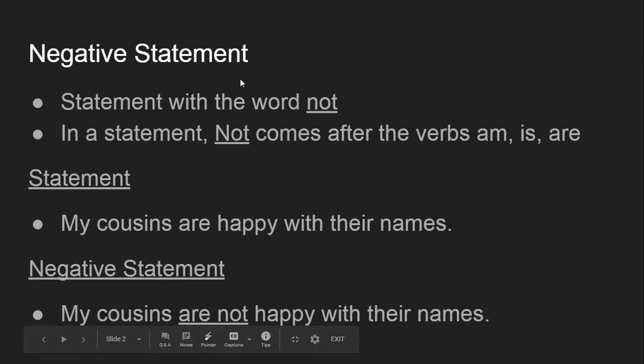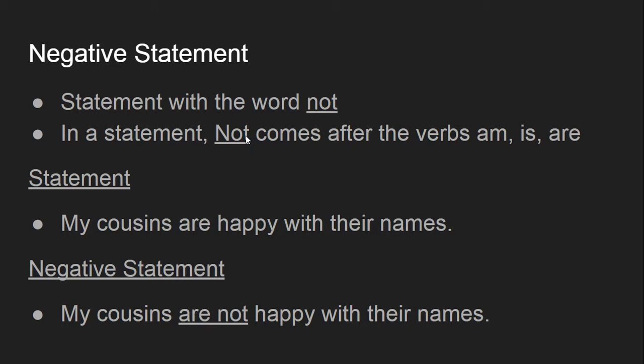A negative statement, as we previously stated, is a statement. A statement explains or tells you about something and has information, a subject and a predicate. The difference between a statement and a negative statement is that in order to make it negative, it has to have the word not. That usually comes after the verb, especially with am, is, and are. So it would be am not, is not, are not.